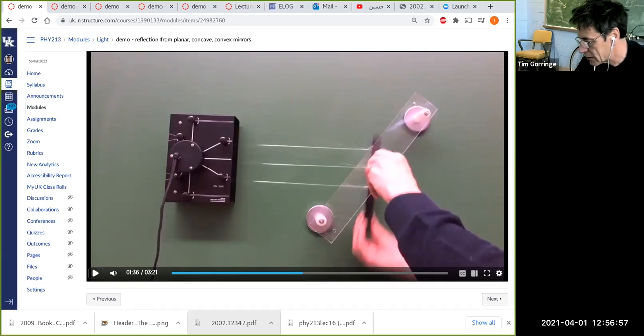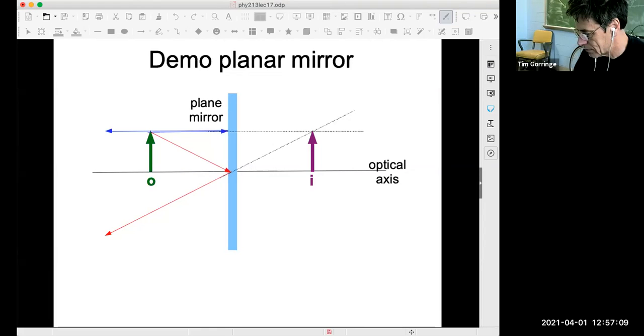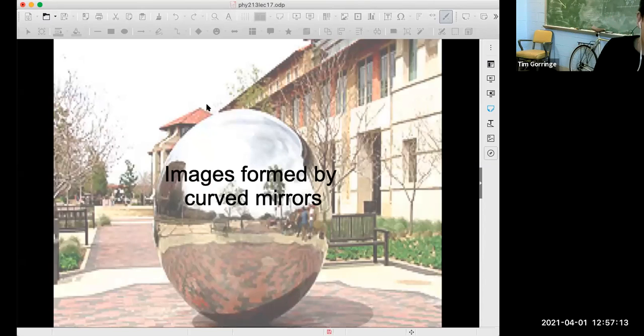Let me go back to my slides. And now we've discussed plane mirrors, and so the ray tracing and the formulas for plane mirrors. Let's go on and discuss curved mirrors and the ray tracing and the formulas for curved mirrors.